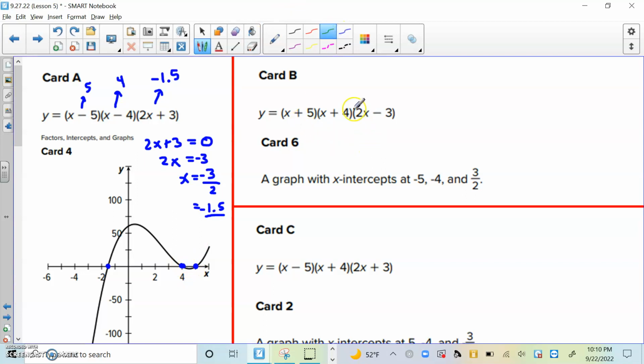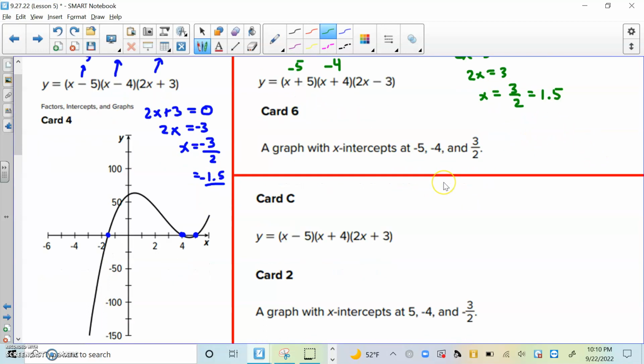Okay, here, this one matched, let's see, we have -5 would make this one 0, -4 would make this one 0, and this, if we set it equal to 0 and solved it, I'll try to stop making mistakes, 3 over 2, which is positive 1.5 for real this time. So sure enough, this description matched it, right? We got the -5, -4, and 3 over 2, just like they said.